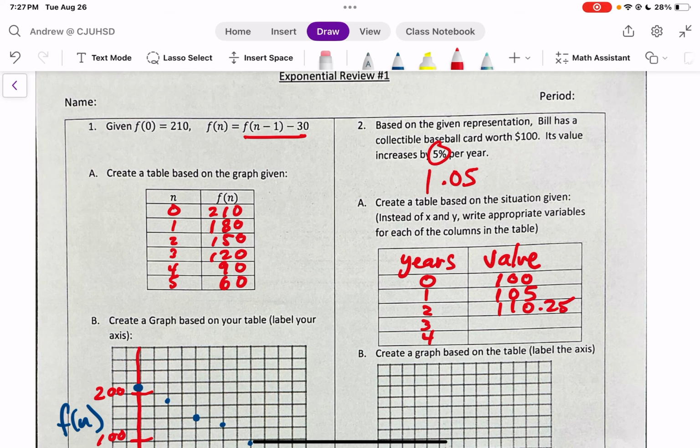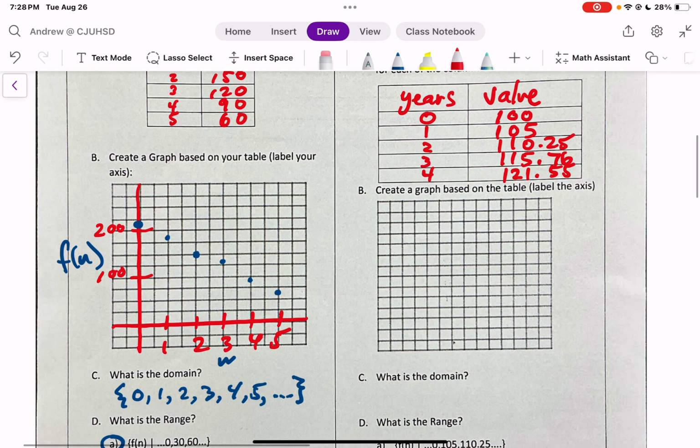And then do that again, times 1.05, 115.76. And I have some other decimals there, but I'm going to leave them in the calculator. It will be more accurate this way. And then one more time, 1.05, $121.55. Okay, so we're going to do another graph.